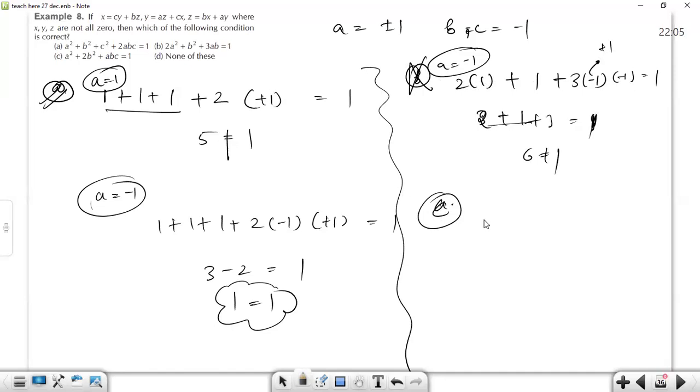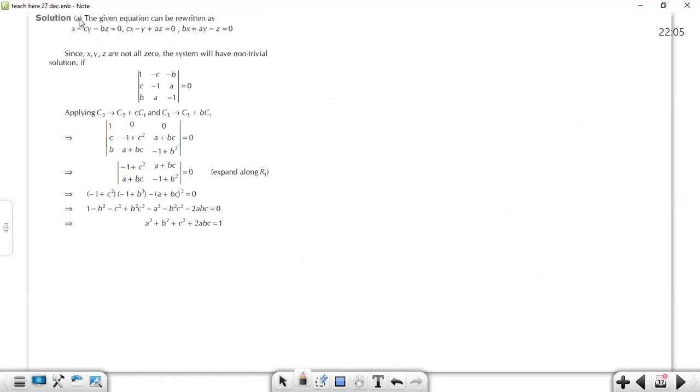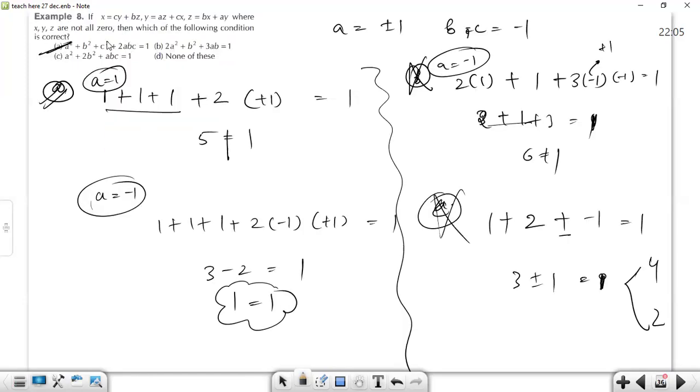Similarly, we'll check for C. 1 plus 2b square, 2 plus abc, so that's minus 1 or plus 1. So we can consider both values simultaneously by writing 3 plus minus 1 is equal to 1. Whether 4 or 2, it is not equal to 1, so C is also not the go-to option. Higher chances of A getting correct, and yes, A is the correct option. Most of the time, all of the time, the answer will be from the options only.